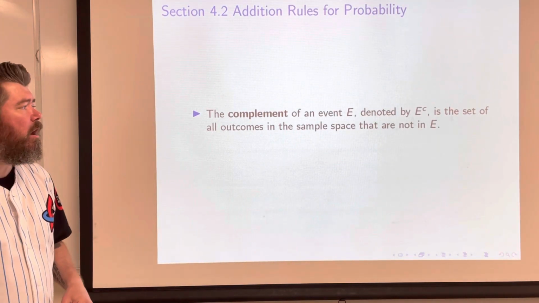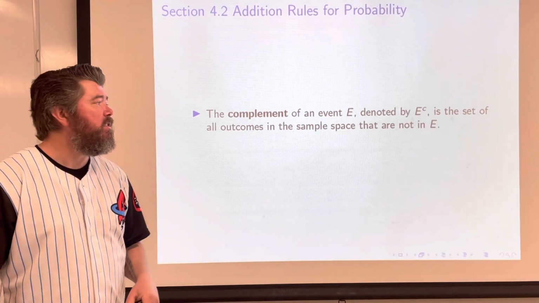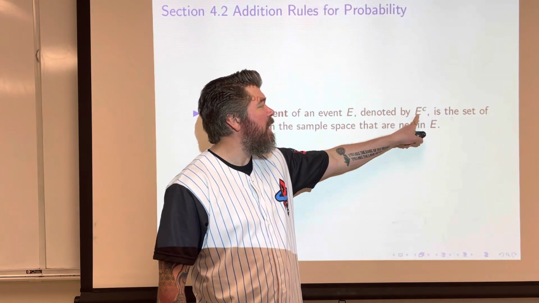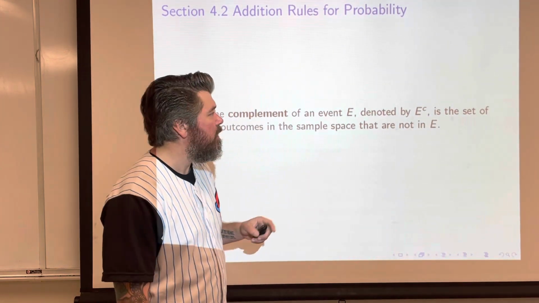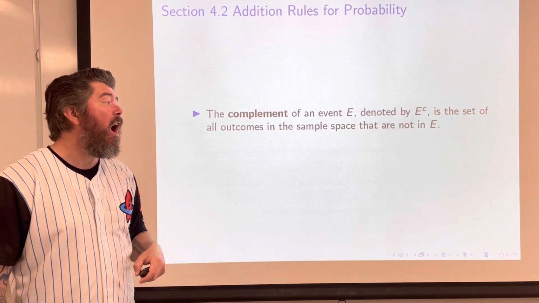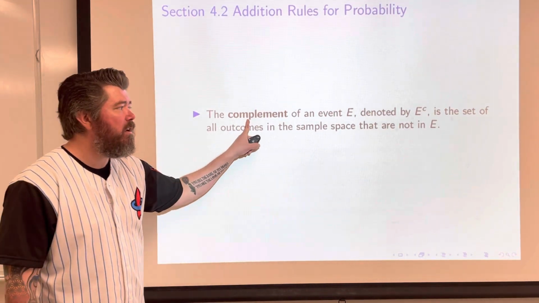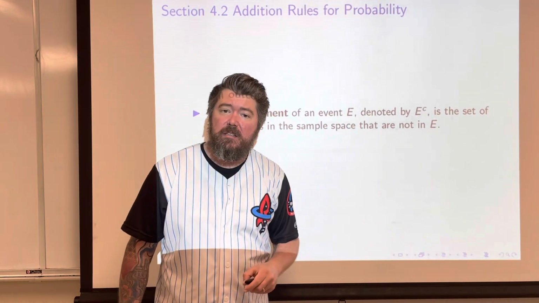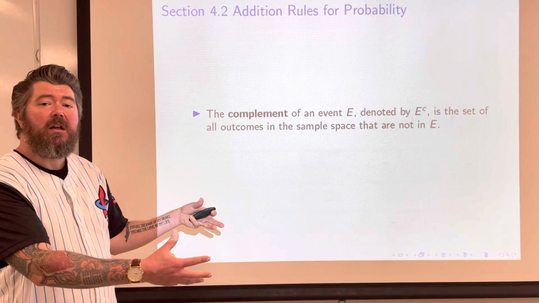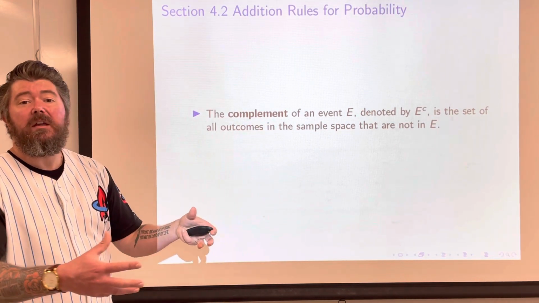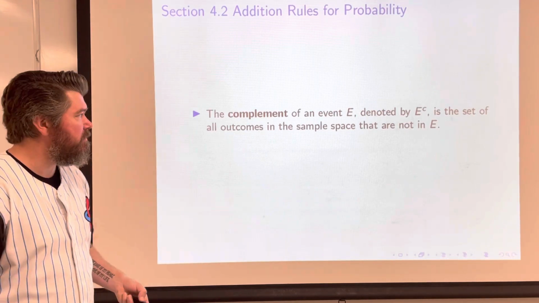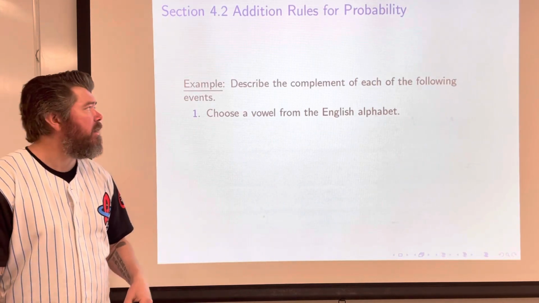The complement of an event E, which we denote by E superscript C, read E complement, is the set of all outcomes in the sample space that are not in E. So the complement gives us the not statement. So E is going to contain some outcomes, and the complement is not E, and that's going to contain the remaining outcomes. Okay, so let's look at an example.